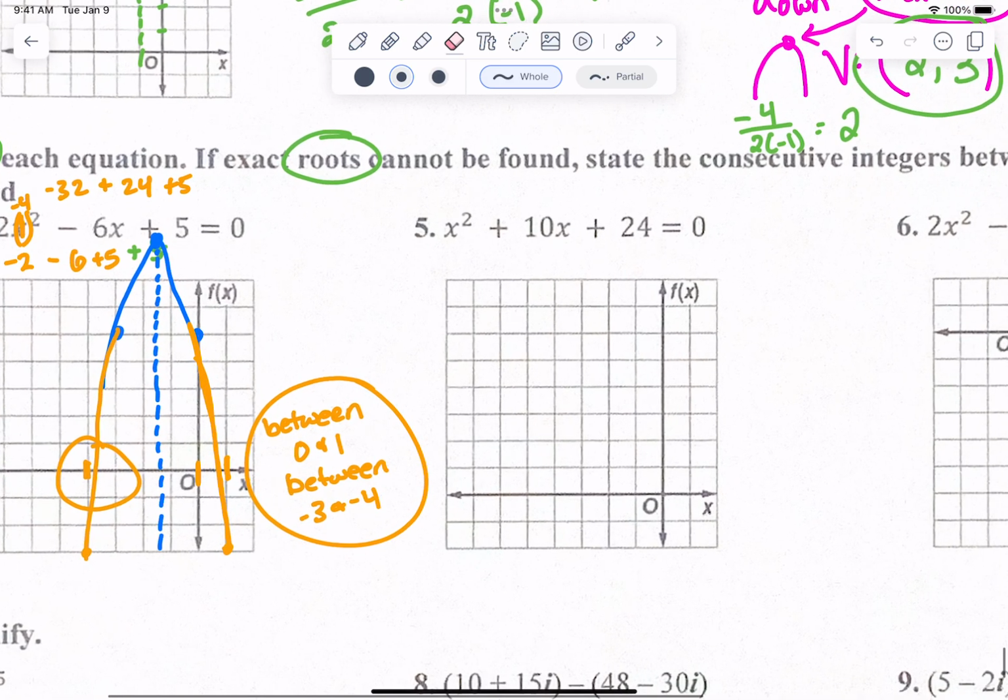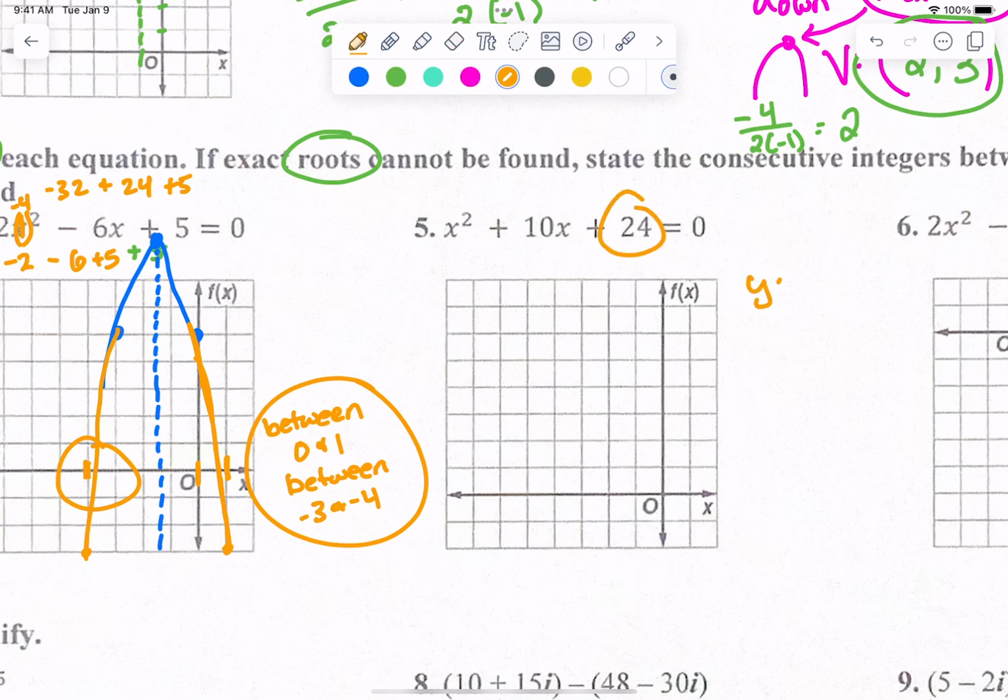Okay, what would you like to do on number 5? You want to do it the same way? The y-intercept, those things. Sure, so it's going to cross at 24. The y-intercept is going to be 24. The vertex: negative b over 2a, negative 10 over 2 times 1, so that is negative 5 comma something.